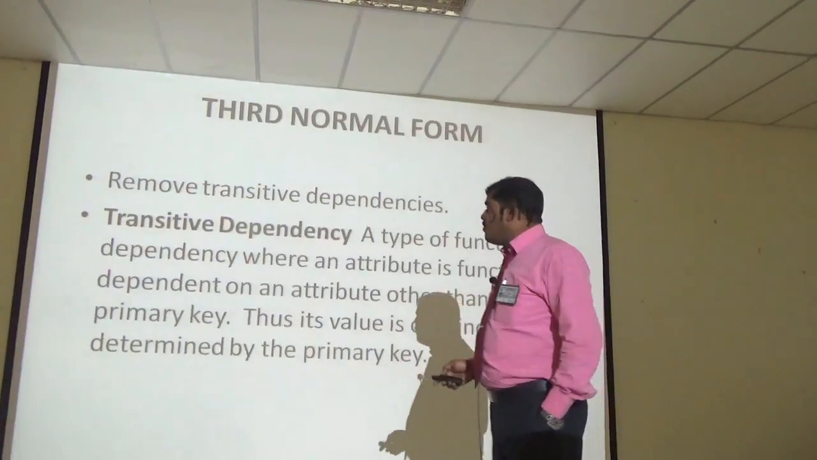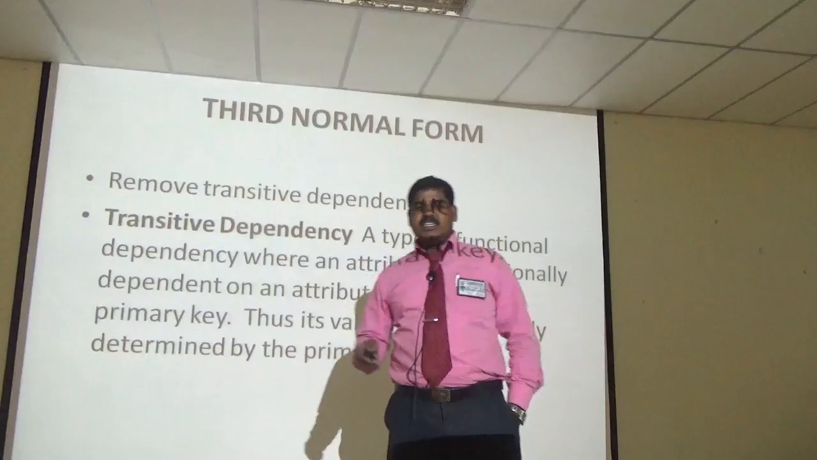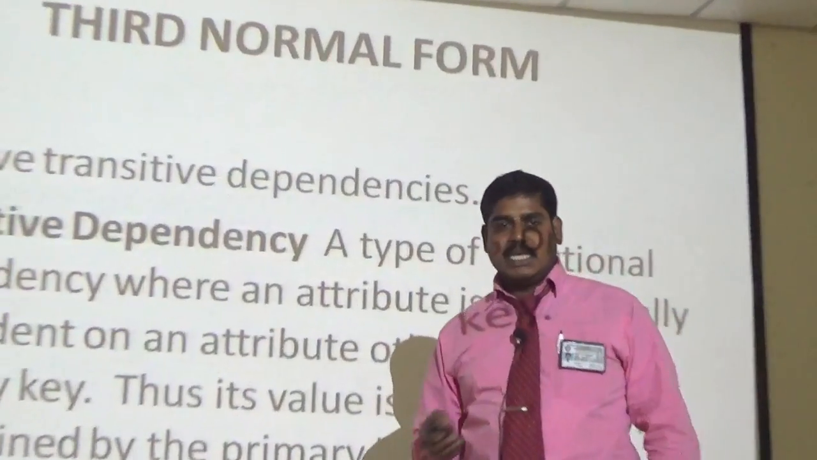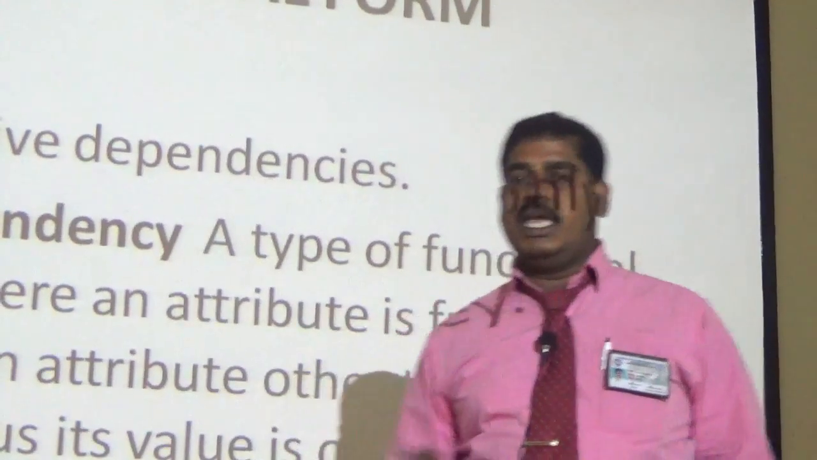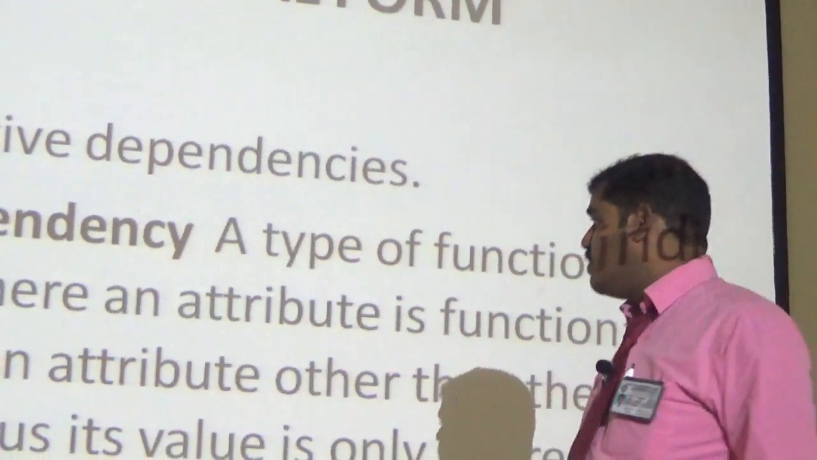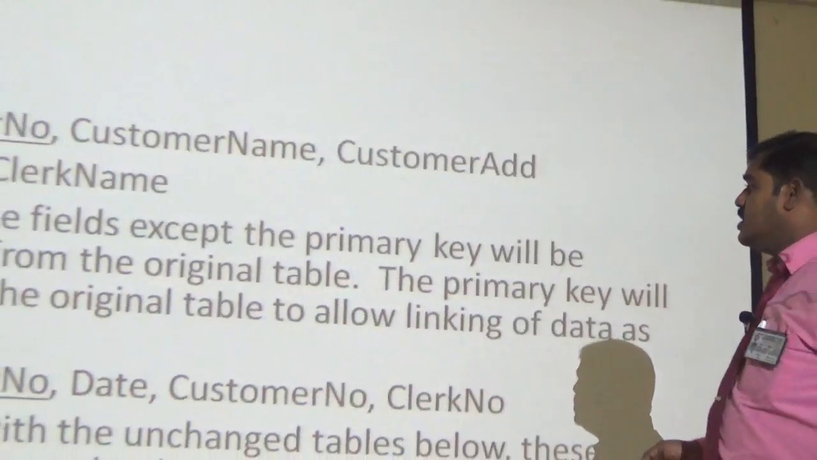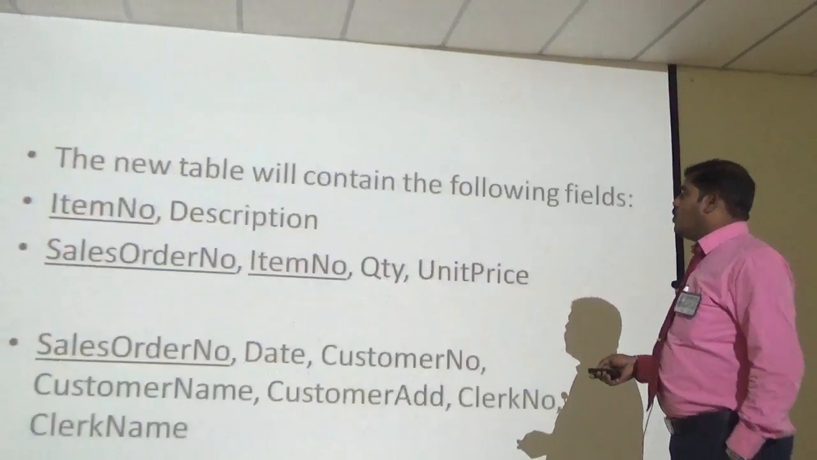Now coming to the third normal form, we have to identify the transitive dependency. We know what is transitive. Transitive is A equal to B, B equal to C, so we can directly write A equal to C. A equal to B, B equal to C is actually a transitive dependency. So from this, we are going to identify what is transitive.